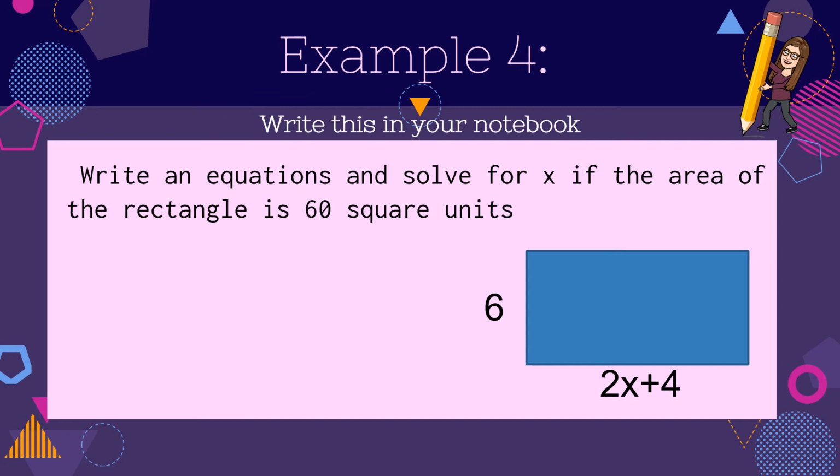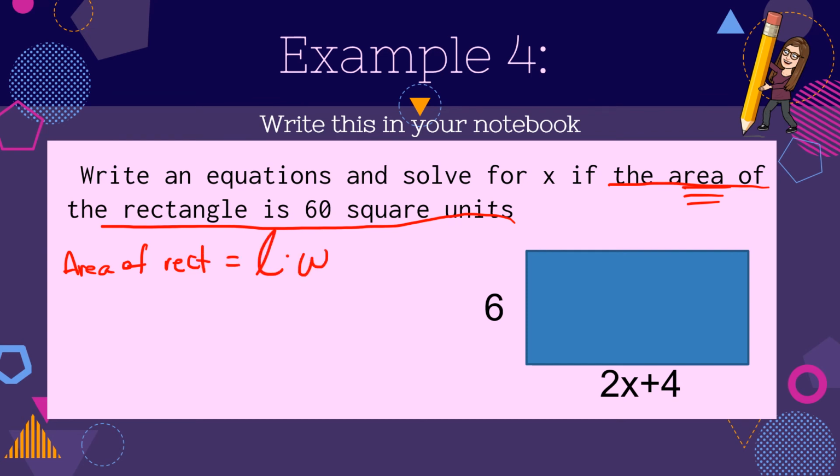All right, this last example, please pause the video and write EX4 in your notebook and jot down the picture as well. I'll give you a moment to do that. All right, so hopefully you've paused and you've come back. We're going to write an equation and solve for x. And we're told, here's the information we're told, the area of the rectangle is 60 square units. Let's talk about this word area. Area of a rectangle is equal to the length times the width. So you have to remember that rule from your previous math classes.